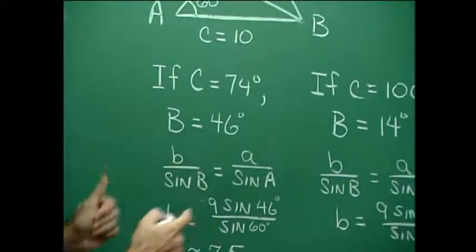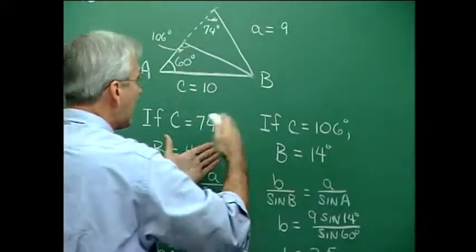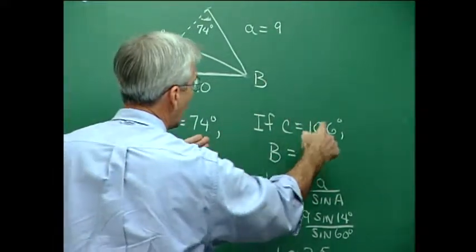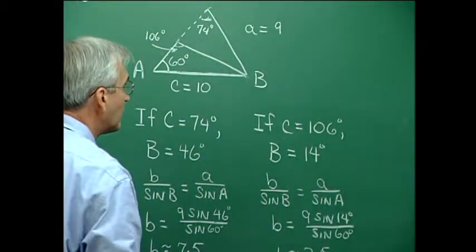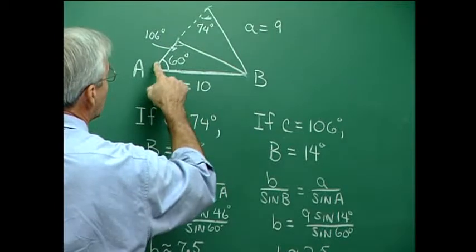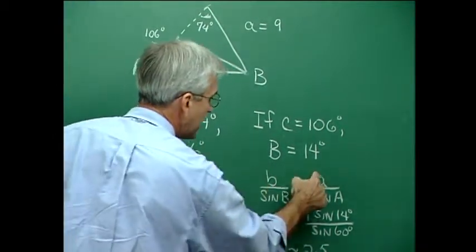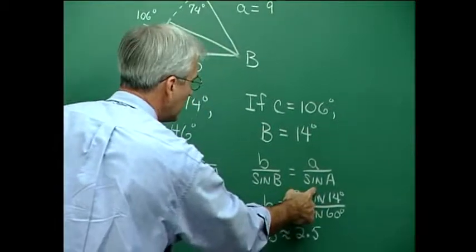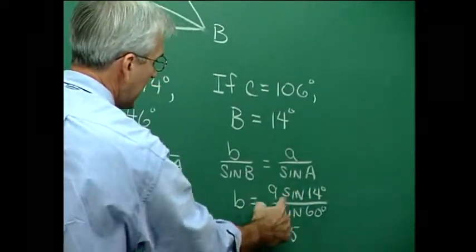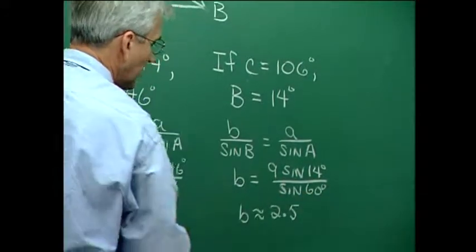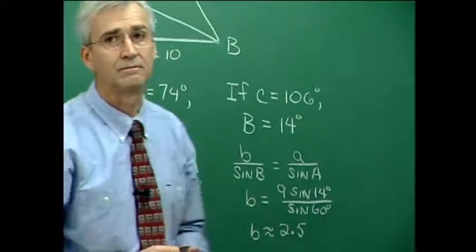All right, the other circumstance is one where C is 106 degrees, and then 180 minus the 106 minus 60 leaves 14 degrees for angle B, and that would be the small triangle right here. Now to find this side b, it's again b over sine B equals given information in this fraction. So we would have a times sine B in this numerator. The a value is 9. Sine 14 degrees over sine 60. We find b to be approximately 2.5.